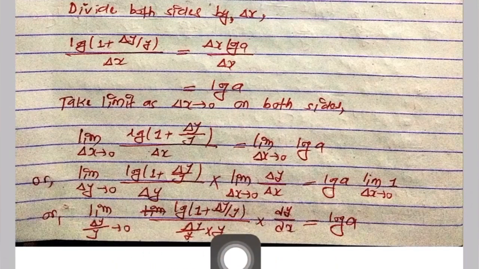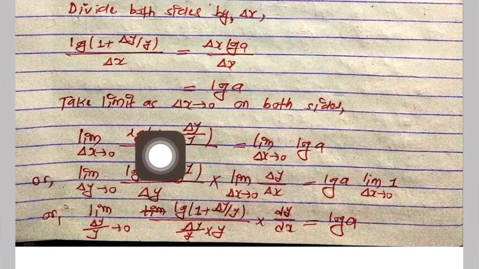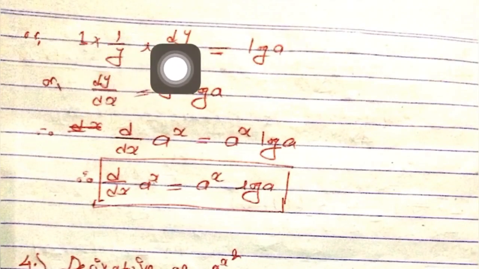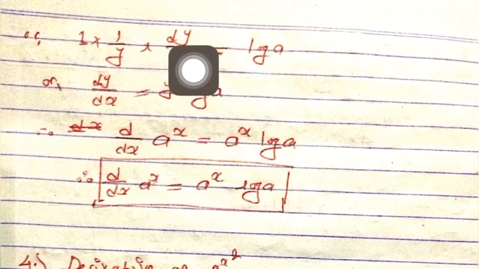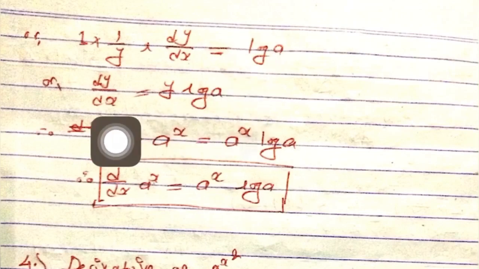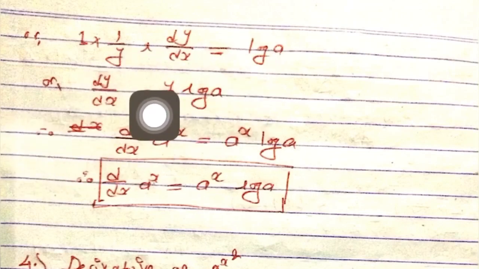So after taking 1 by y out of the limit we have 1 into 1 by y into dy by dx is equal to log a. So we have to find the value of dy by dx. So dy by dx is equal to y times log a, and we can substitute the value of y.